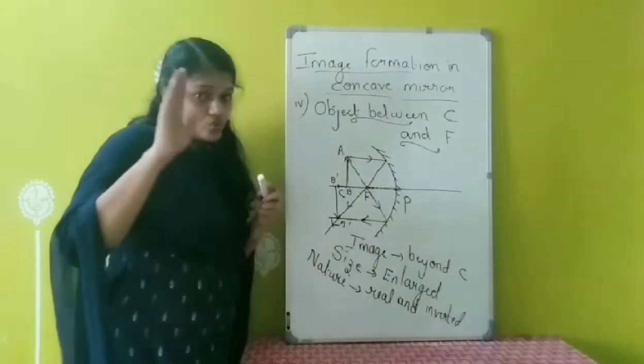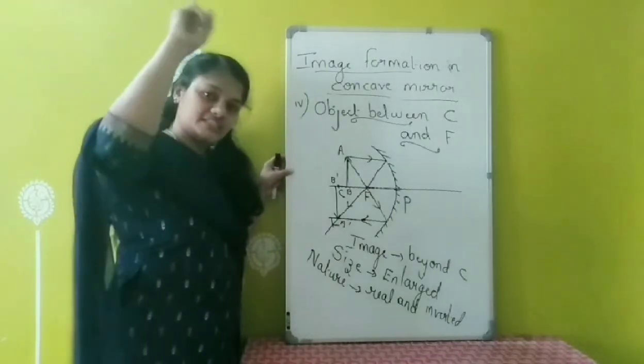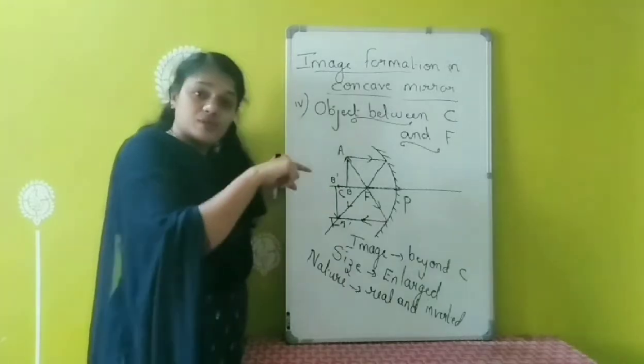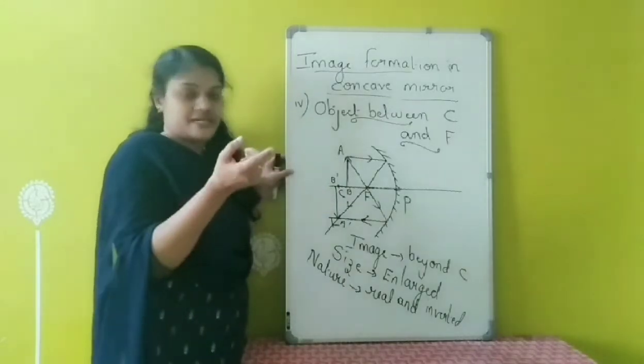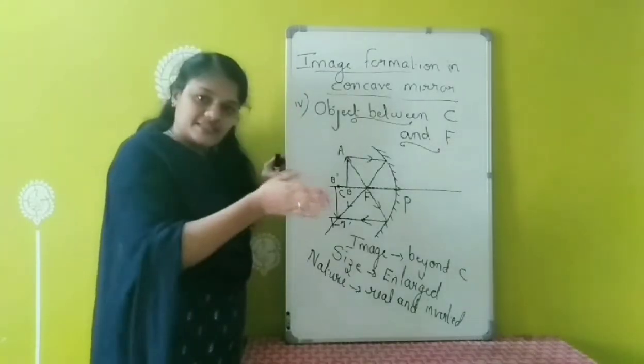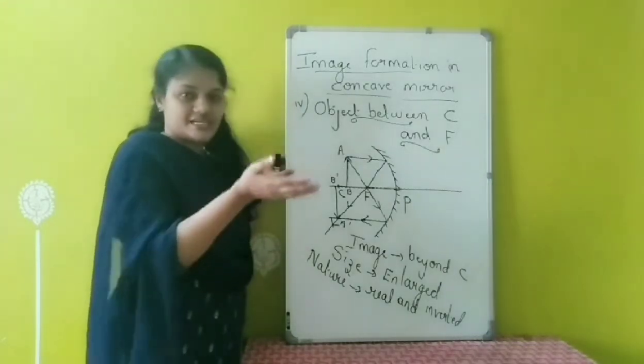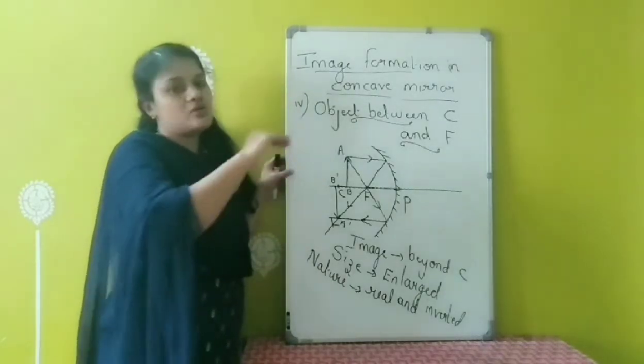So we studied four ray diagrams. First one, object is at infinity, the image we are getting at focus. Second one, object is beyond C, we are getting the image between C and F. Third one, object at C, we are getting the image also at C. Fourth one, object between C and F, the image we are getting beyond C.